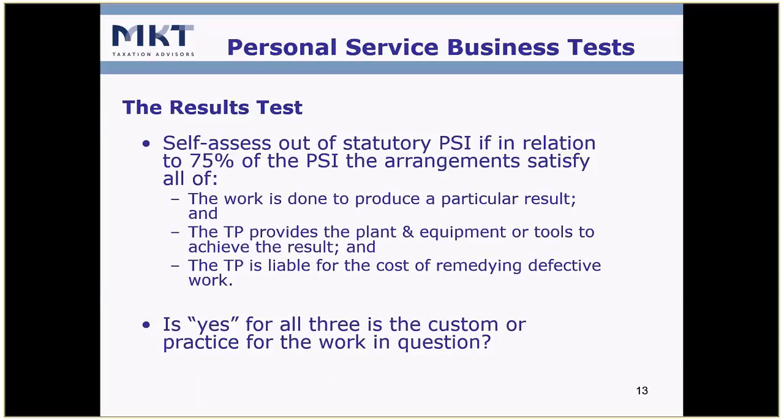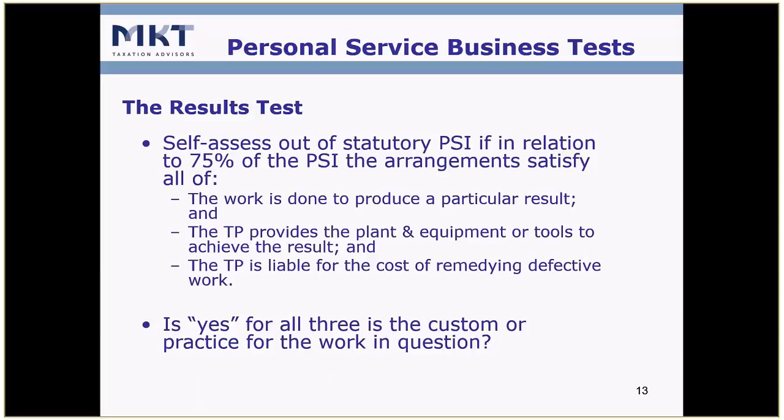So we look at the income that's generated by the principals and we determine if at least 75% of that income satisfies these 3 sub-tests, then we pass the results test, which means we're out of the statutory rules, we're a PSB, we're subject to the general rules. So those 3 sub-tests are, firstly, the work is done to produce a particular result.